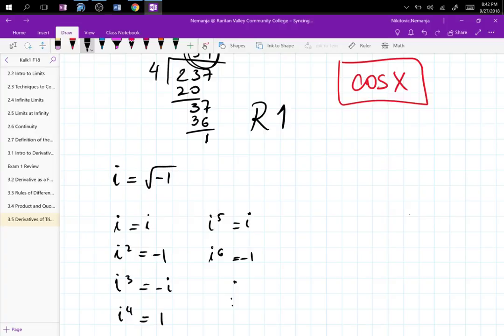Why is that so? Why is it exactly doing the same thing? Why is the cycle of 4? Why are sine and cosine not cycles of 3 or 6? Why also 4?